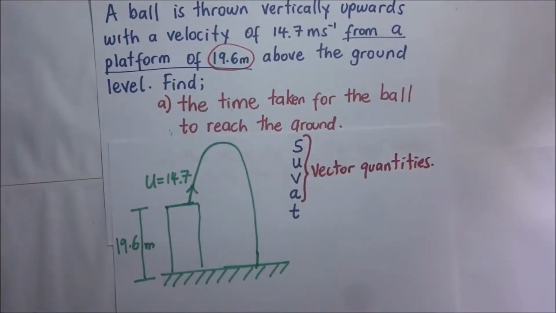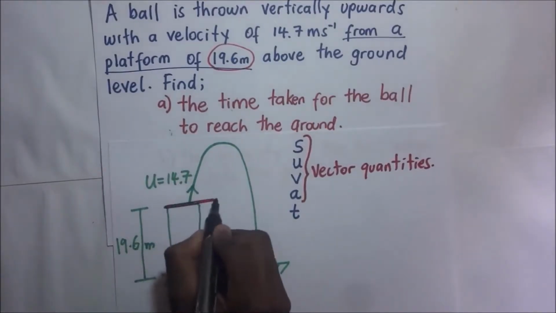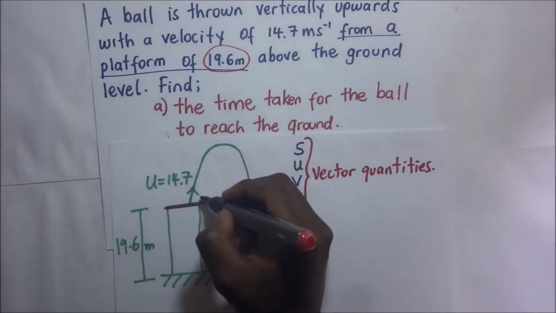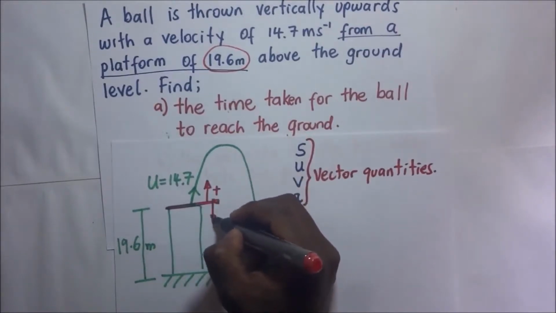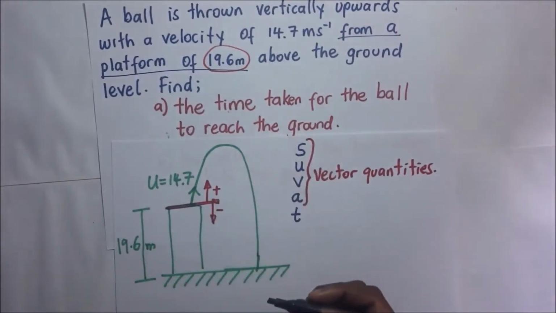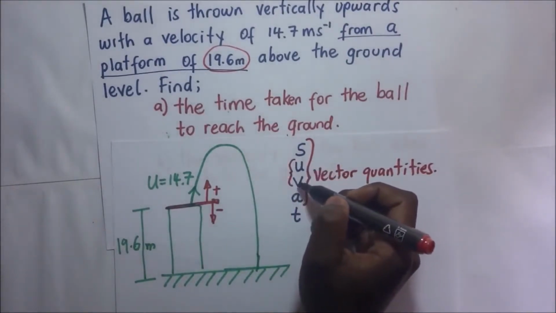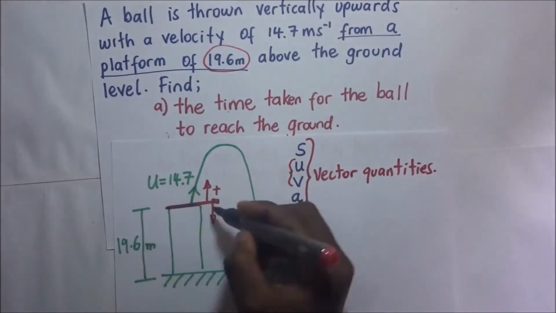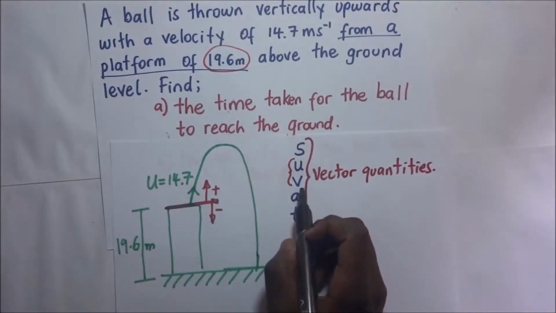Displacement is the distance in a specified direction. If this is where you threw your ball from, this is your initial platform, then when you move upwards, our displacement will be positive. When you move downwards, our displacement will be negative. If we are talking about initial velocity and final velocity, if you're moving upwards, the velocity will be positive. If you're moving downwards, the velocity is negative.